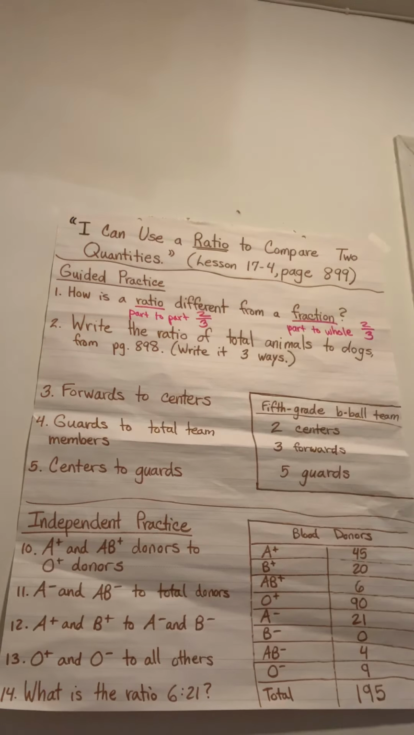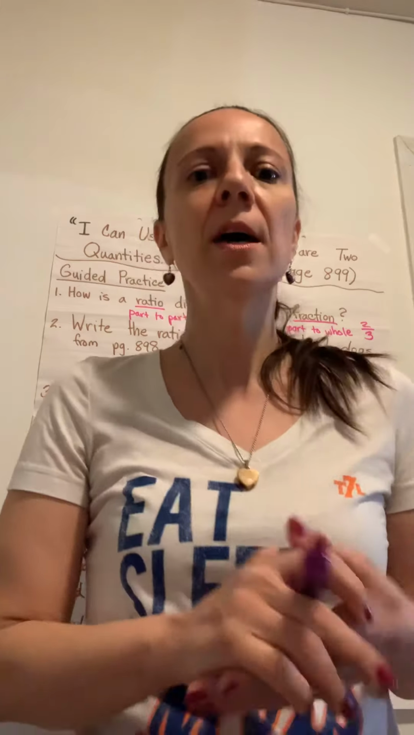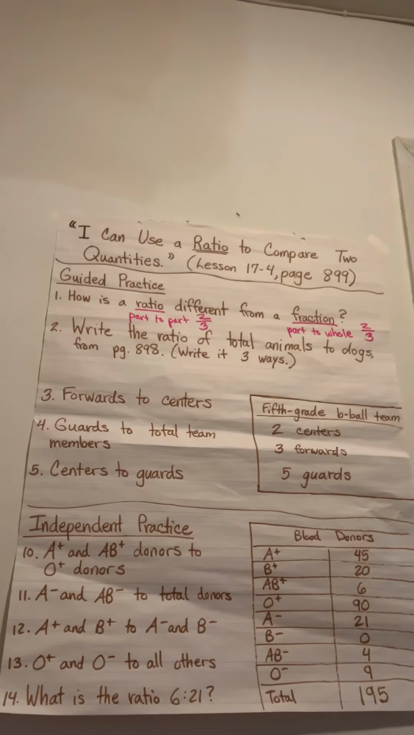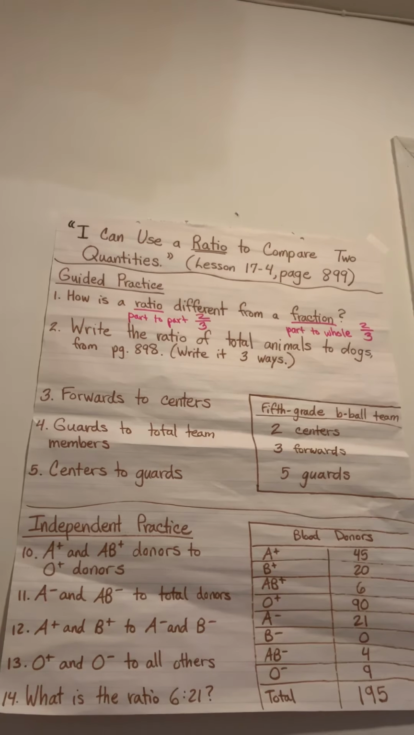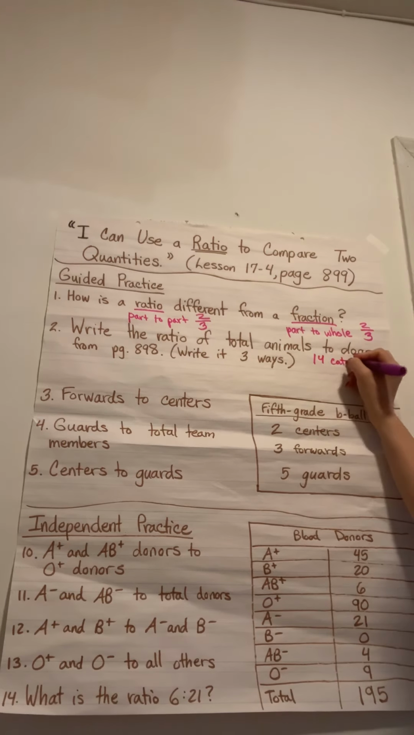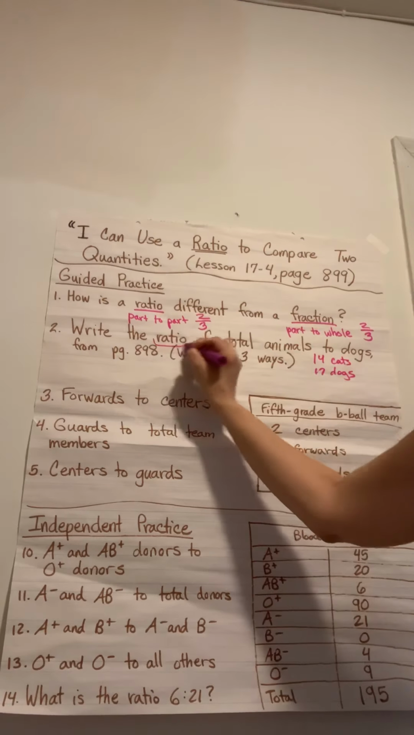Okay, question number 2. Ask you to write the ratio of total animals to dogs from page 898 and to write it 3 different ways. So here we're practicing how to write a ratio. So if I look back at page 898, which was your visual learning video, and I look at the numbers that we have here, page 898 tells me that we have 14 cats and 17 dogs. And the problem is asking me to write the ratio.